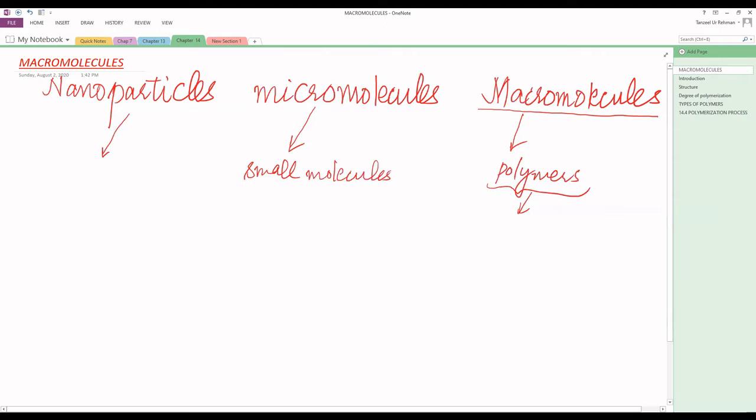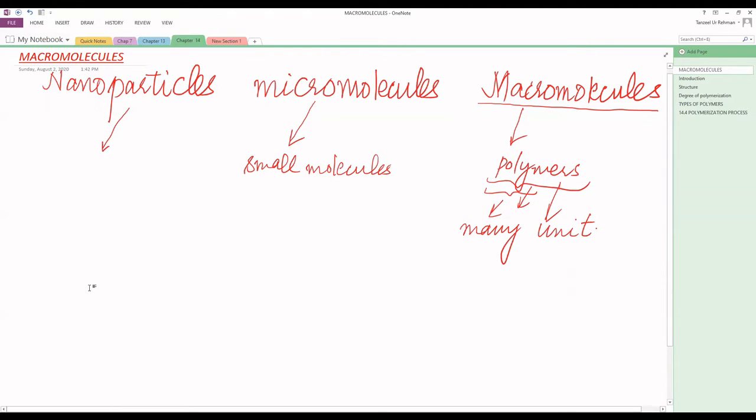Basically, polymer comes from two-letter word. Poly means many, and mer means units. So that molecule which consists of many units is known as polymer. So the molecule which consists of repeated units is a polymer. Now we shall discuss its types.